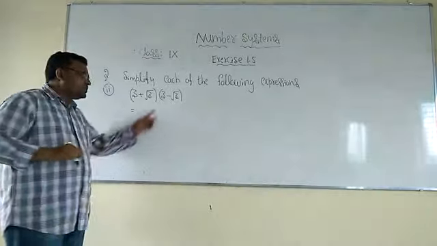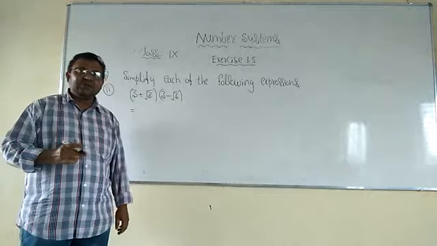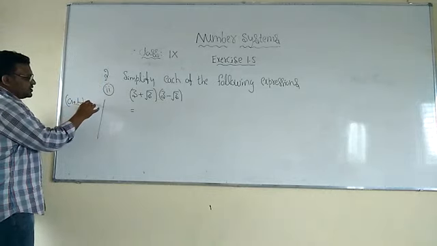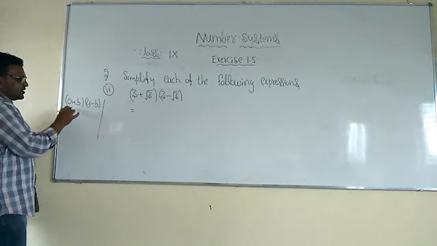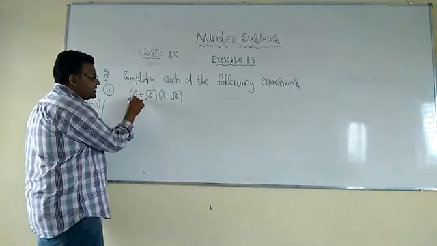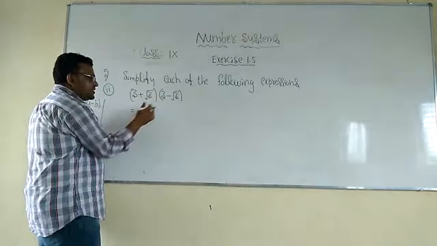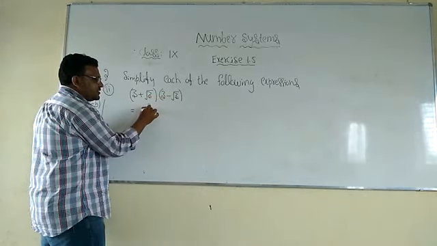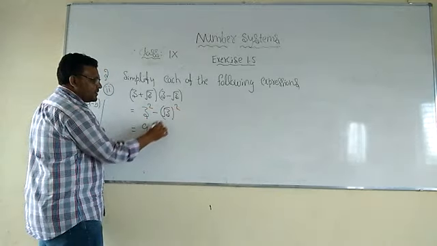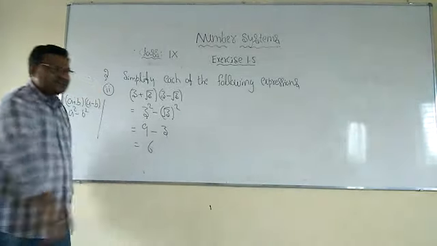3 plus root 3 into 3 minus root 3. It is in the form of a plus b into a minus b. We know that a plus b into a minus b is equal to a square minus b square. The same we apply to this problem: in the place of a, 3; in the place of b, root 3. Then it is 3 square minus root 3 whole square. 3 square means 3 threes are 9, minus here the square and root will get cancelled, remains 3. 9 minus 3 gives 6.